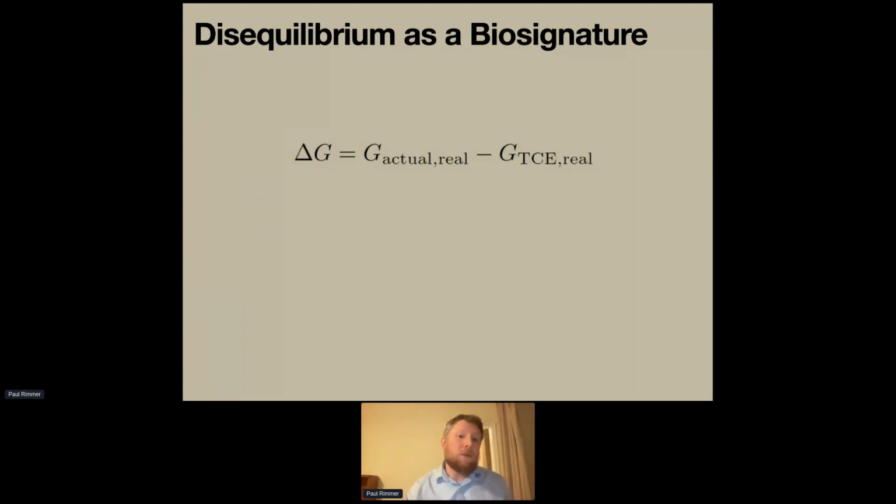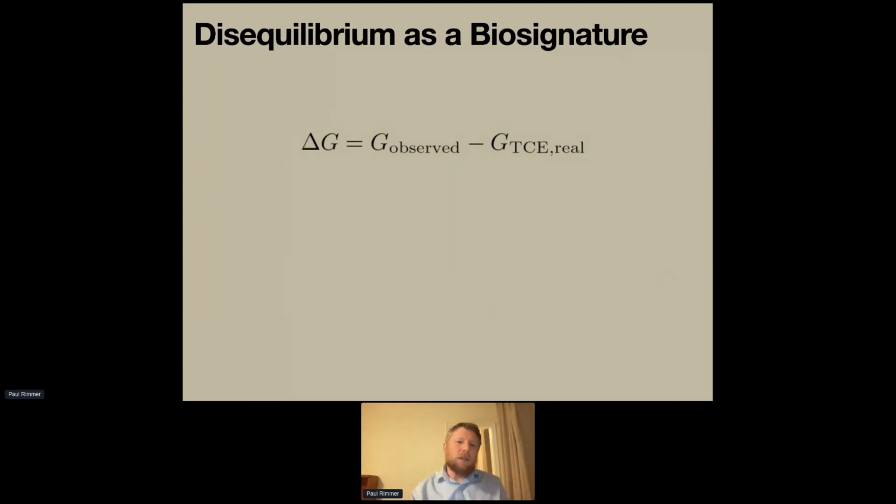And so disequilibrium as a biosignature could be looked at as this Gibbs free energy, the actual real Gibbs free energy in a particular environment, minus the thermochemical equilibrium's Gibbs free energy. So this would be your measure of disequilibrium that you would want to look at. But the problem is that we don't know these. We don't know either of them. In fact, even in planets in our own solar system, it can be very, very difficult to really constrain either of these.